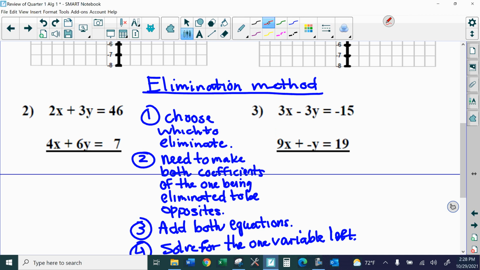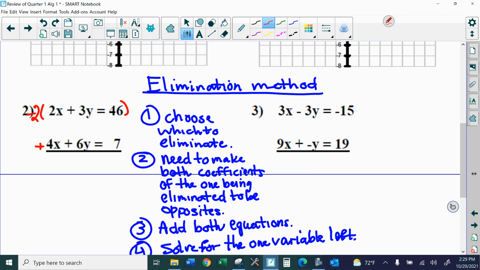Okay, so when I ask myself, if I want to eliminate the x's, I need to find the least common multiple. So what's the least common multiple or common denominator of 2 and 4? The answer is 4. So I'd make one a positive 4 and one a negative 4. Well, this already is positive 4, so then I'd make this top equation negative 4. And how do I do that? By multiplying by negative 2. Negative 2 times 2x is negative 4x. I add it to the bottom equation. That gives me 0x. So it eliminates. So that was step 1.